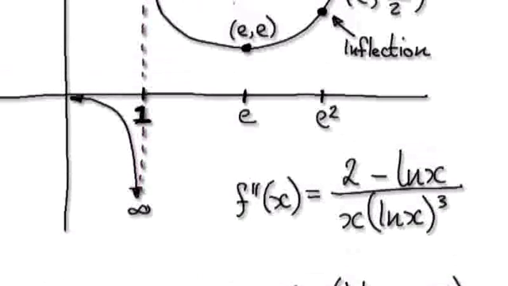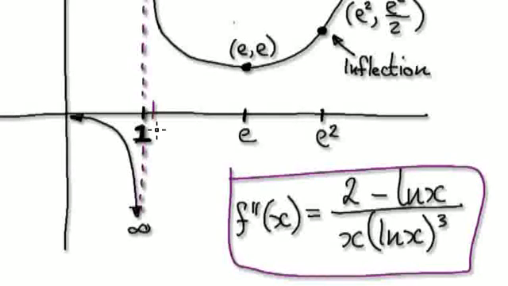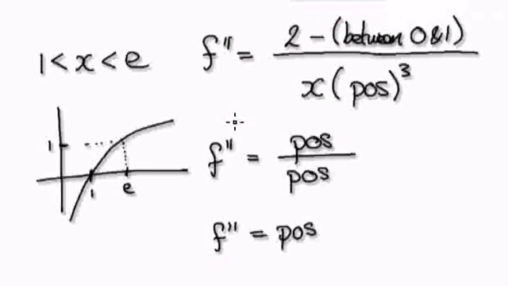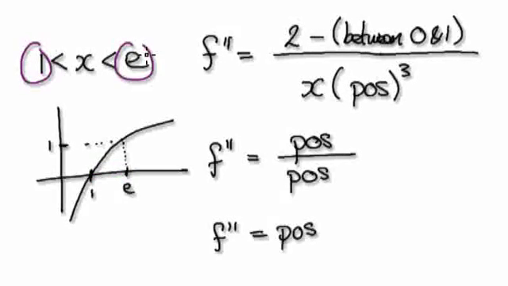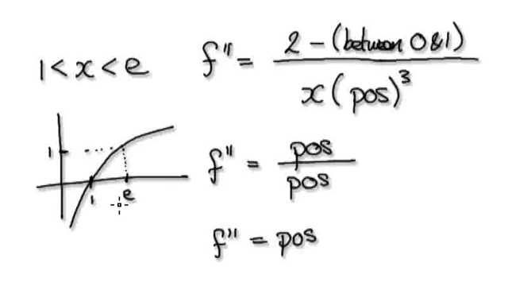So now we are going to look at f double prime in this region here. Remember, we are looking at it in this region between 1 and e. Don't forget, between 1 and e, the natural log will be a positive number. When you take the natural log of a number in this region, it will give you a positive number between 0 and 1.